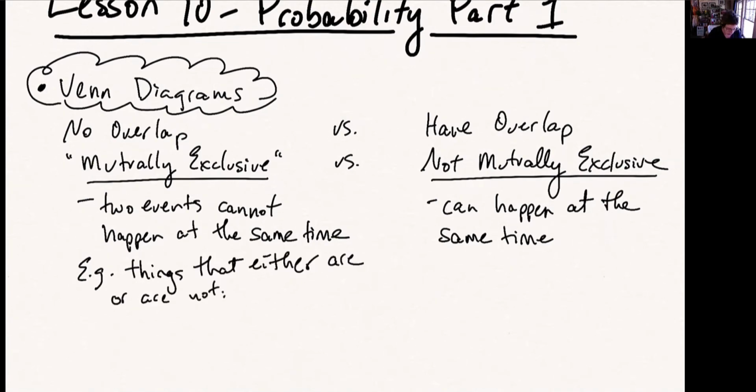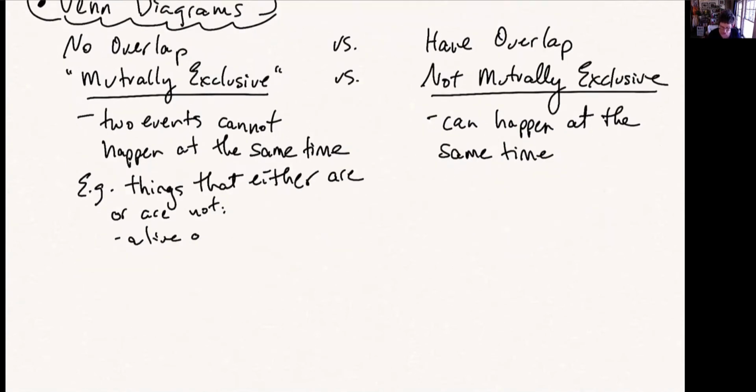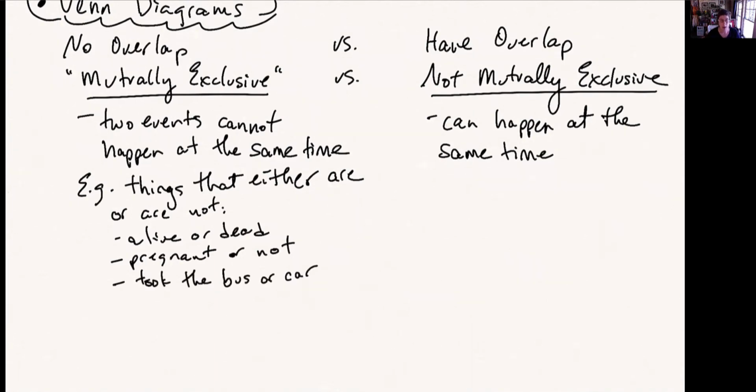A few examples of that are you're either alive or you're dead. You're either pregnant or you're not. You either took the bus to work or you took the car. Now certainly that last one is a little oversimplistic because it's quite possible you drive to the bus station and then take the bus. But I just mean if you're only using one mode of transportation.